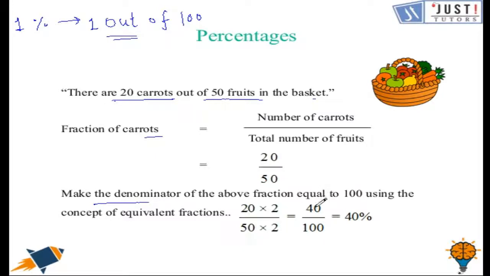And as you know, 40 out of 100, and out of 100 is percent, so 40%. Or the other way is to multiply this fraction by 100, put into the bracket with the percent symbol. 50 times 2 is 100, so 20 into 2 is 40. So we'll get 40% as an answer. And remember, every whole can be represented as 100%.